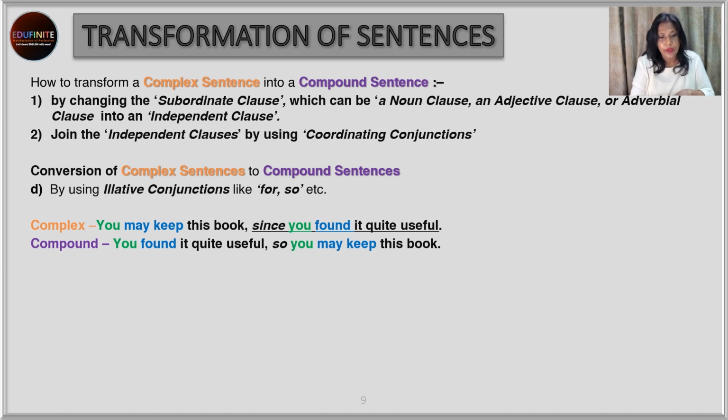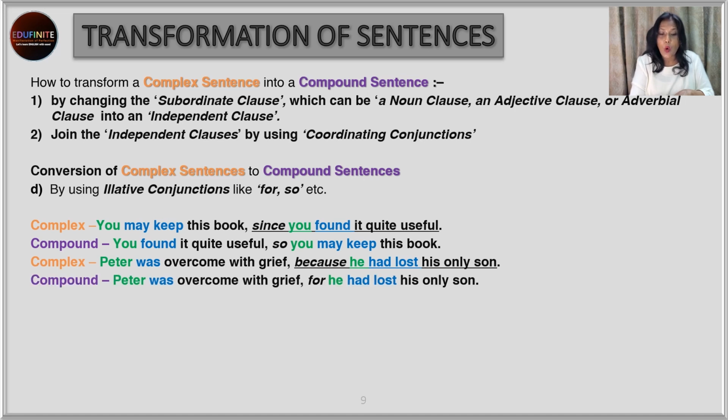Well, the next one. Peter was overcome with grief because he had lost his only son. So let's see, how do we change this? Peter was overcome with grief for he had lost his only son. So here we have two independent clauses joined by the illative conjunction for.